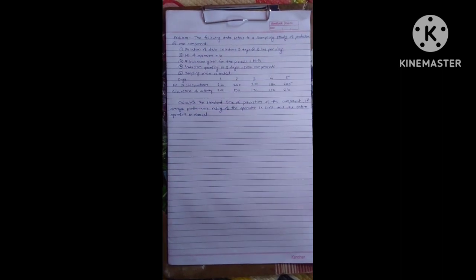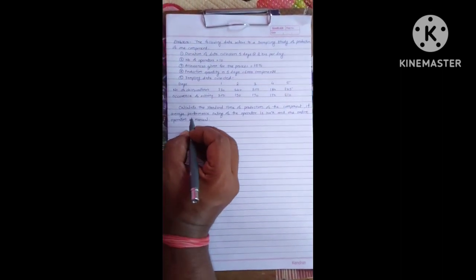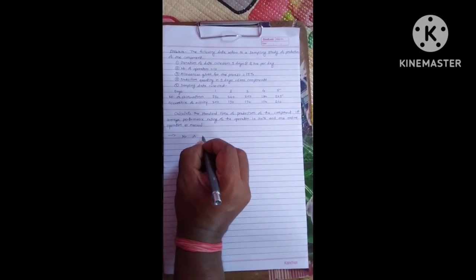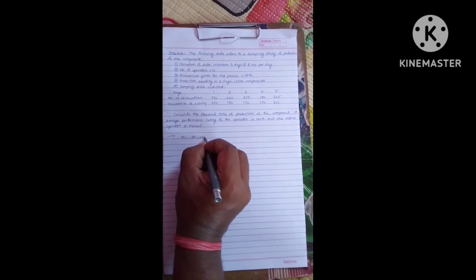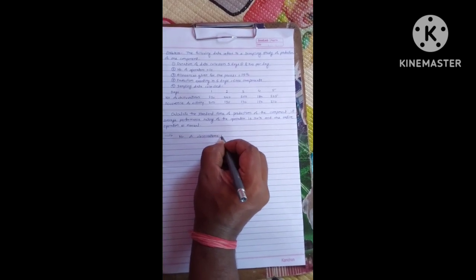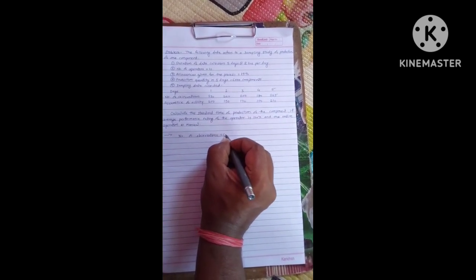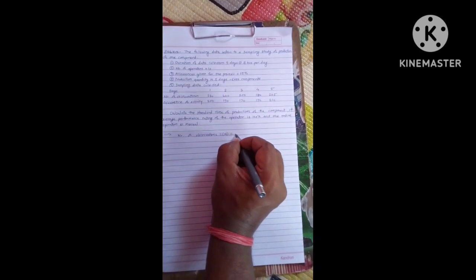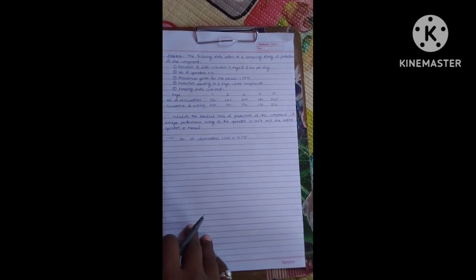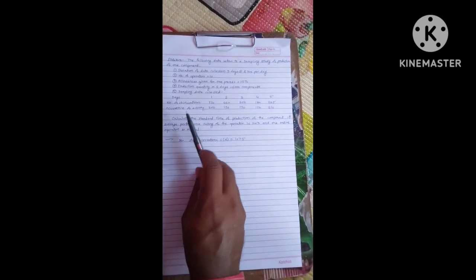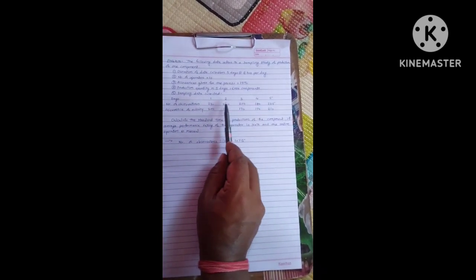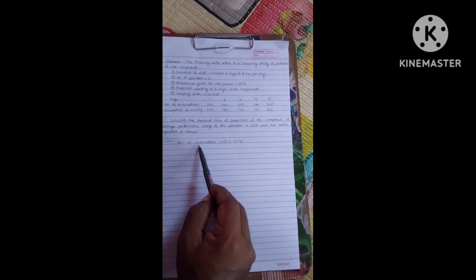So firstly we have to write the given data. Number of observations, which we denote as n, is equal to 1075. How does it come? It is the addition of all the numbers of observations: 230 plus 240 plus 200 plus 180 plus 225. It is the addition of all these, that is the number of observations.